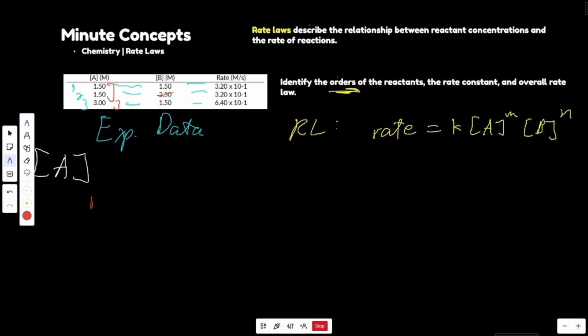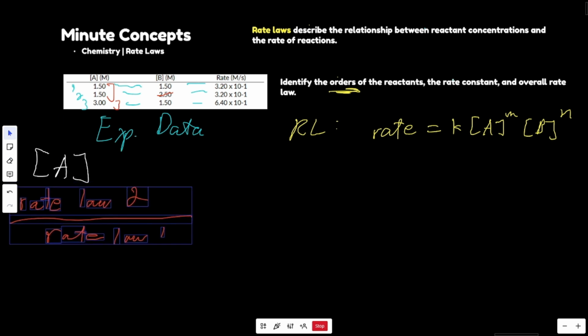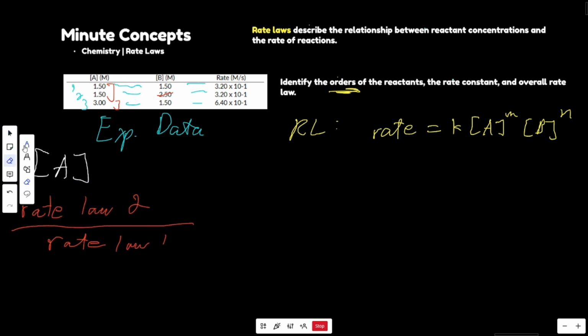So we have the rate law of the second equation over the rate law of the first equation. Now, how do we know which one is the second and first? Standard way of solving for it would be to just have whichever one has a greater value be put on top. So for this case, this would be trial 3 on top over trial 1. So how would this look like?